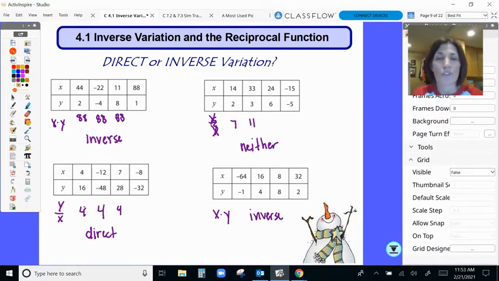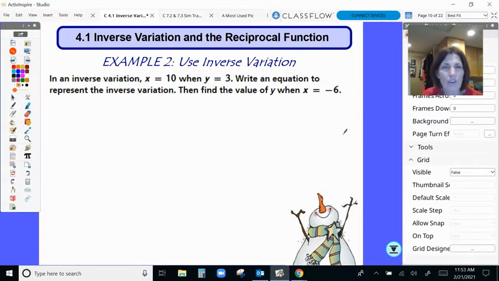So to be able to decipher which one is which, if I multiply, that's inverse. Division is direct. I always remember that division is direct, right? Division with D is direct variation, and then multiplication is inverse. Okay, all right. So now we're going to actually use it.